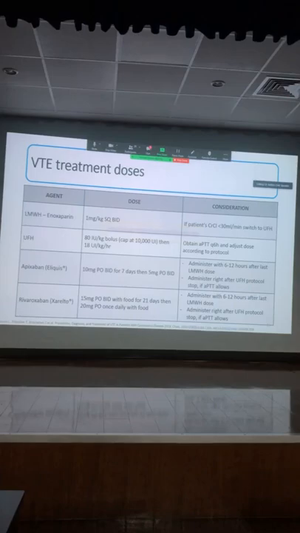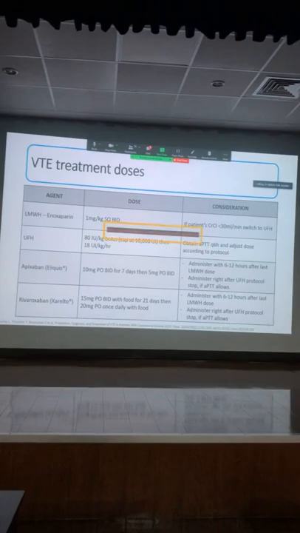Obtain aPTT every 6 hours and adjust according to the protocol. We need the aPTT to be 70 seconds or more. Apixaban: 10 milligram PO BID for 7 days, then 5 milligram PO BID. Administer it 6 to 12 hours after the last low molecular weight heparin dose, or right after the unfractionated heparin protocol is stopped, if the aPTT allows.